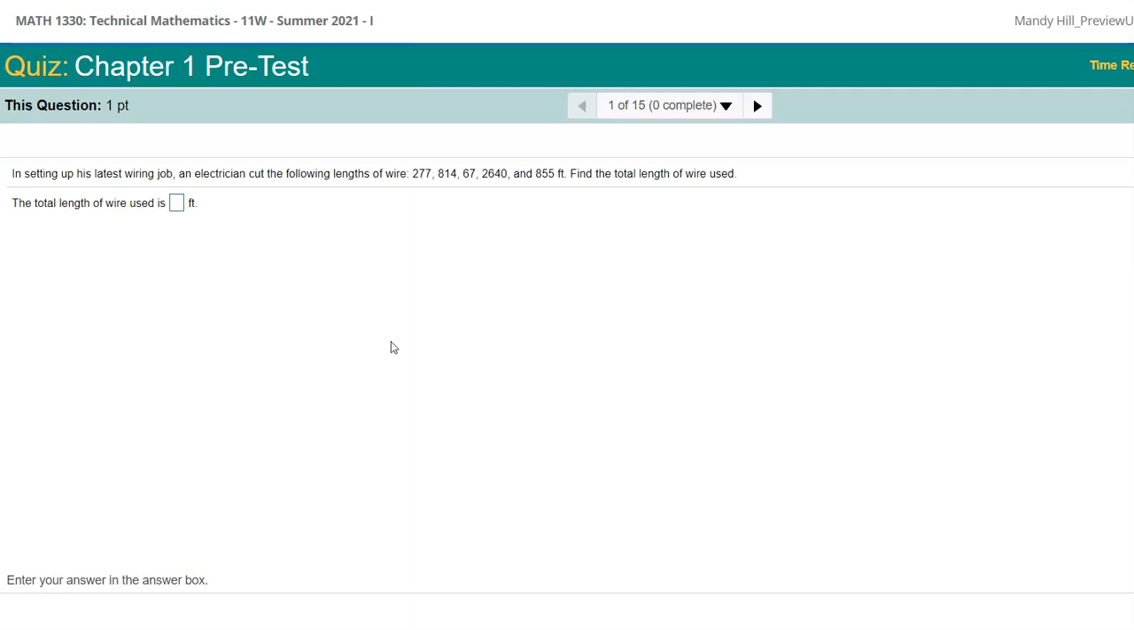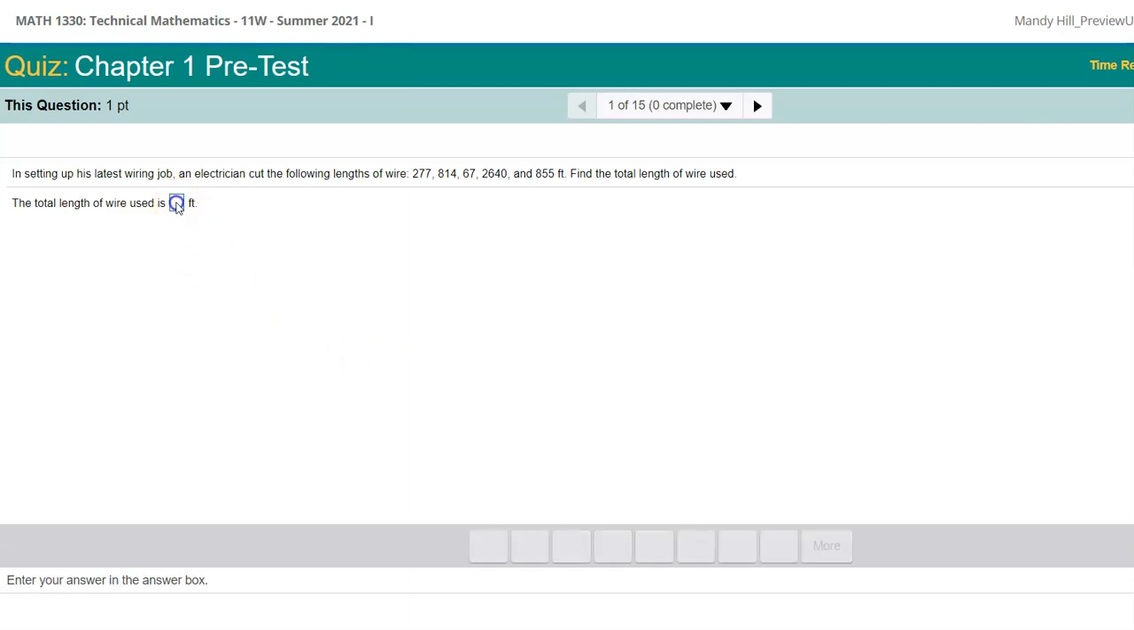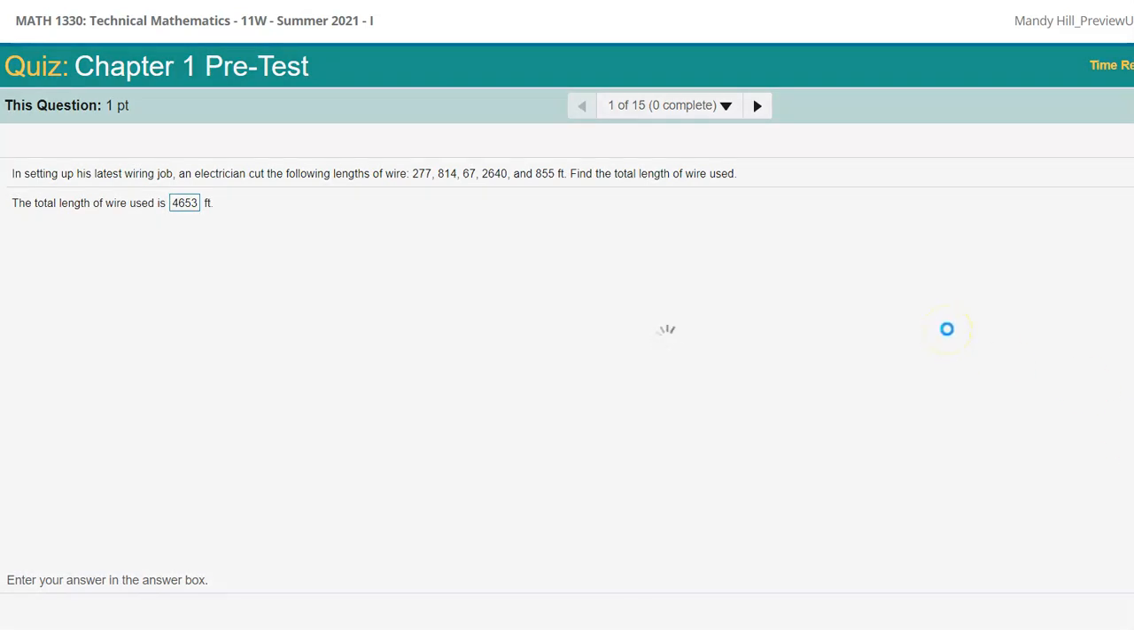So this says, in setting up his latest wiring job, an electrician cut the following lengths of wire: 277, 814, 67, 2,640, and 855, and they're all in feet. Find the total length of the wire. Well, you would need to add all those things up. I got 4,653 feet. And then I'm going to hit the next question. It's going to check my answer there.